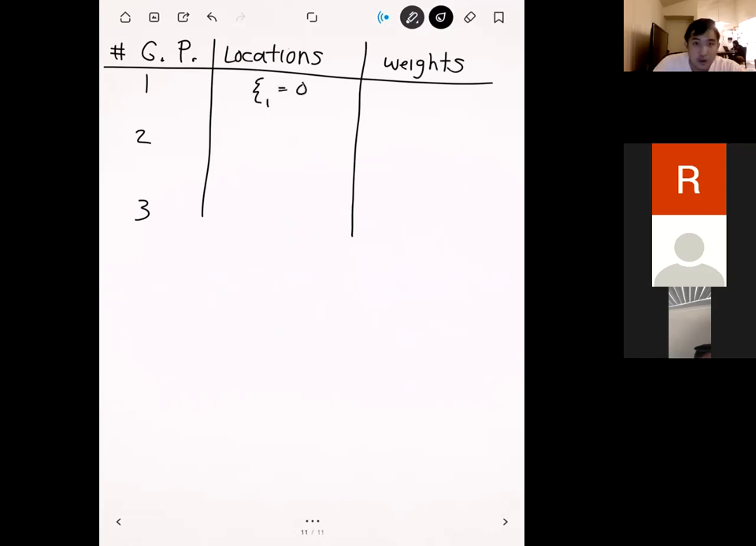The location for that Gauss point is going to be zeta equal to 0. Oh, and let me state that these locations assume that zeta A is equal to -1 and zeta B is equal to 1. So these are only for when the integration bounds are -1 to 1. And the weight for this is going to be 2.